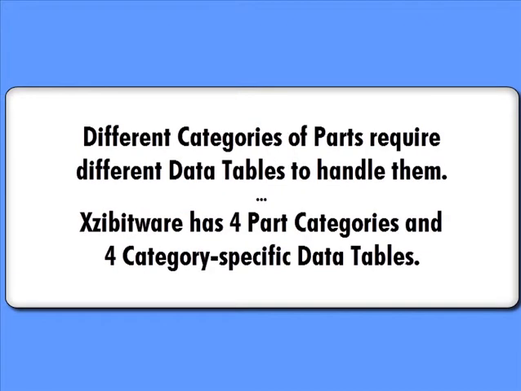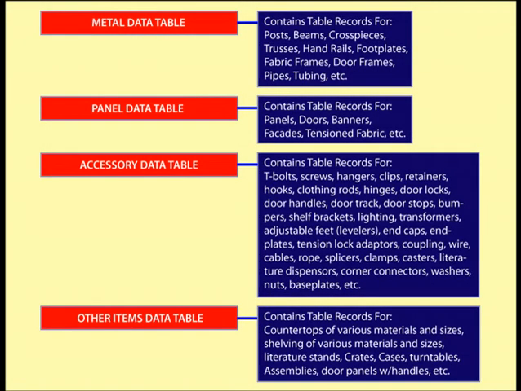To work with the different categories of parts found in exhibit drawings, Xzibitware uses more than one data table. Each table holds information for a specific category of parts. This means that additional data for posts, beams, crosspieces, and trusses, for example, should be kept in the metal data table. Additional data for panels should be kept in the panel table. Additional data for items such as end caps, end plates, base plates, tension lock adapters, inserts, hinges, and brackets, for example, should be kept in the accessory data table.